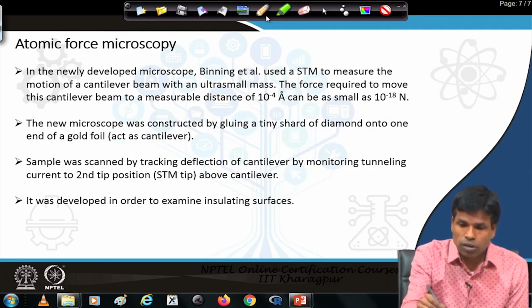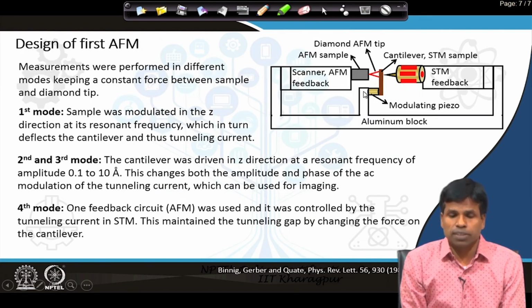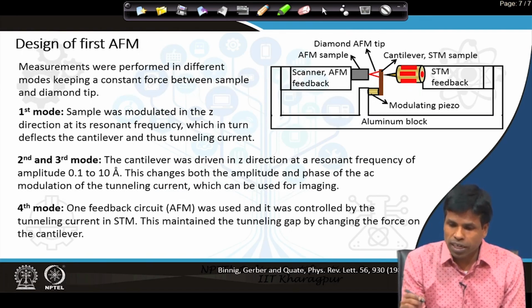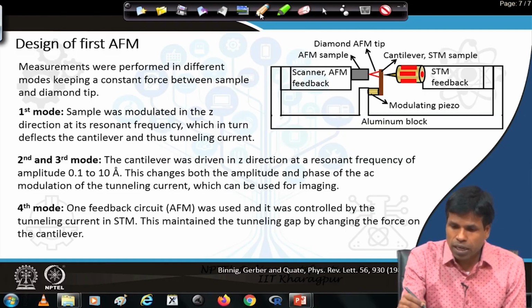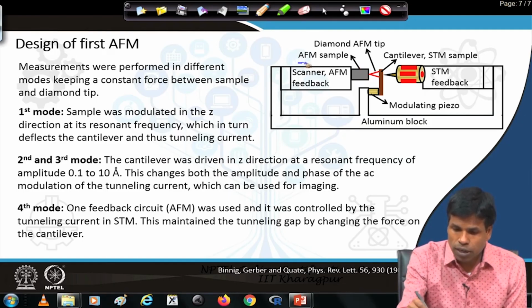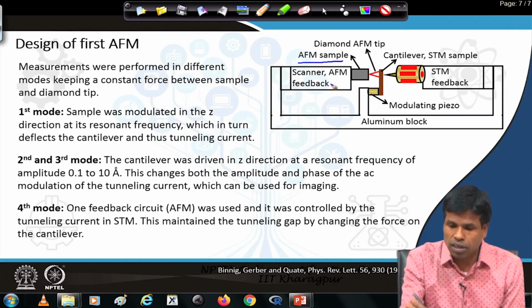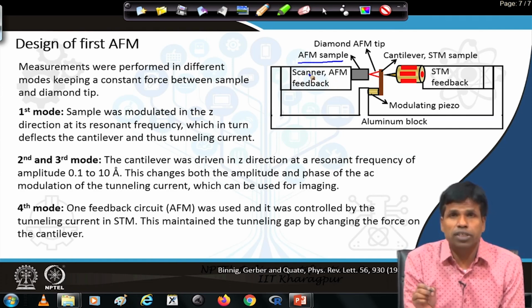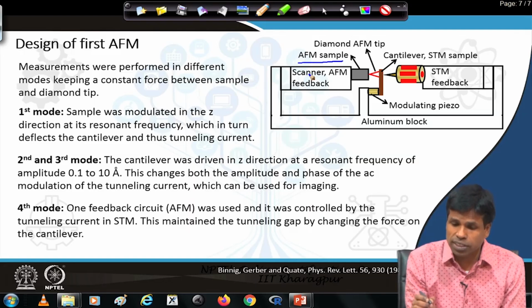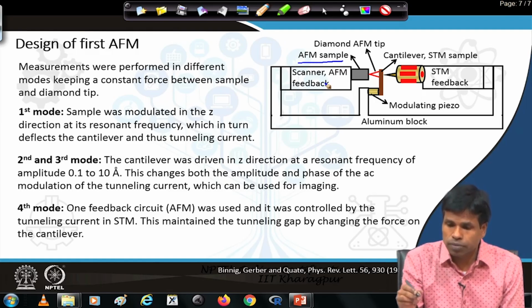So, as you see the design of the first microscope, here in this design they have taken an AFM sample, and the AFM sample is placed on a scanner and AFM feedback, atomic force microscopy feedback. The scanner is for moving the sample in the x y direction, and the feedback is to control the movements in the z direction and other directions also.